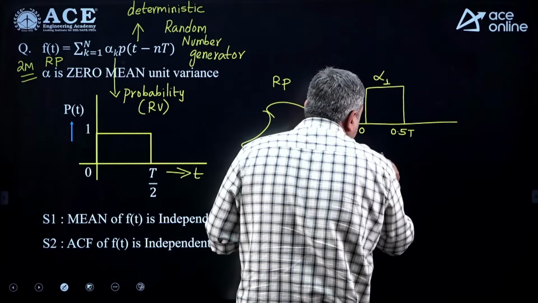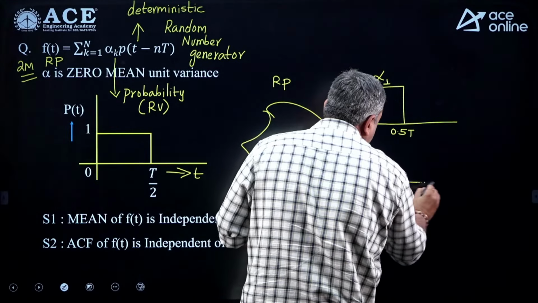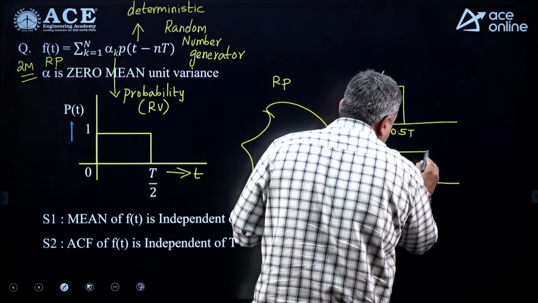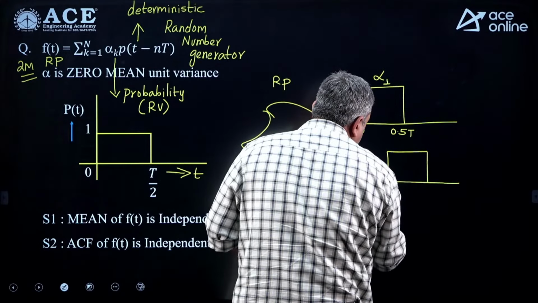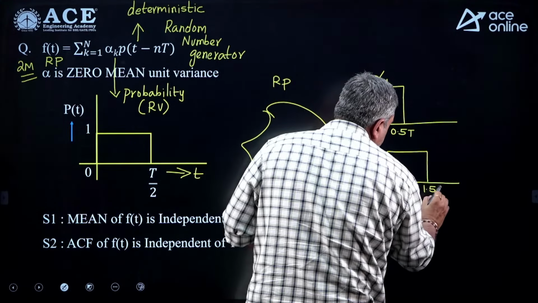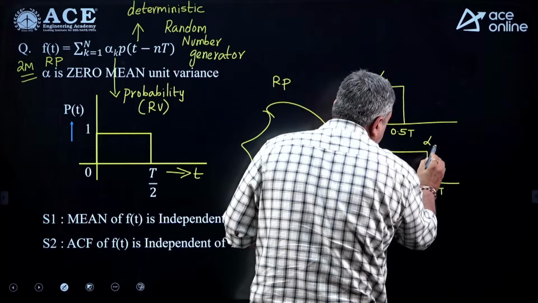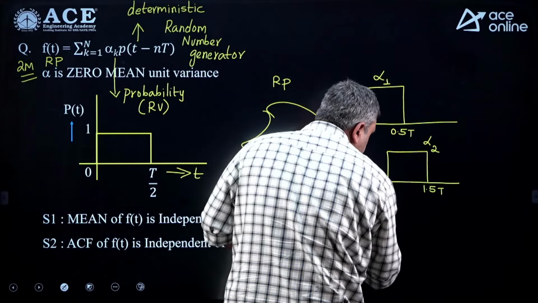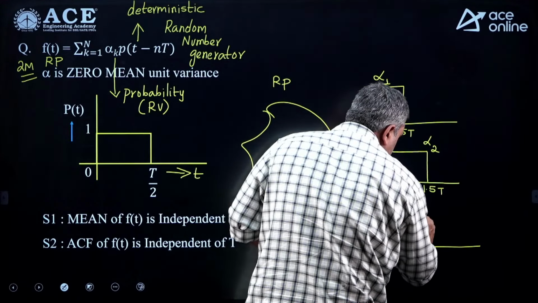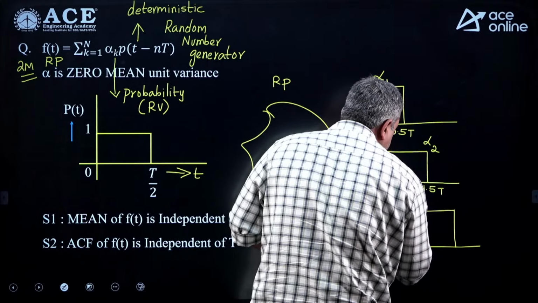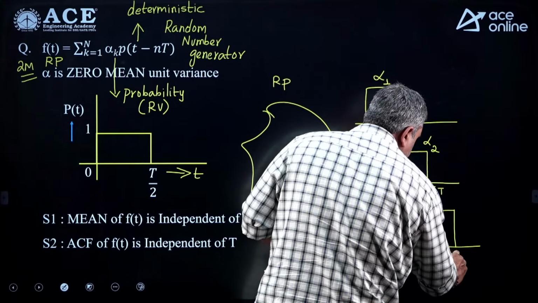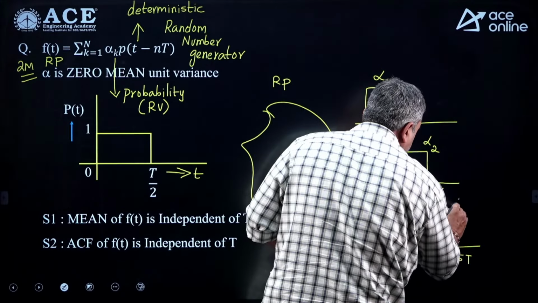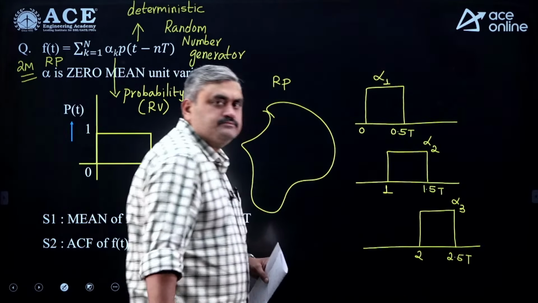Then at the next interval, what is happening? This is getting shifted right side by n equal to 1. If you substitute, then this will become 1, this will become 1.5 T, and it may have a probability which is alpha 2. Similarly, when you shift one more time, then what will happen? It will get shifted right side by 2 times. So this will become 2 and this will become 2.5 capital T, and it may occur with a probability alpha 3. Is it clear or not?